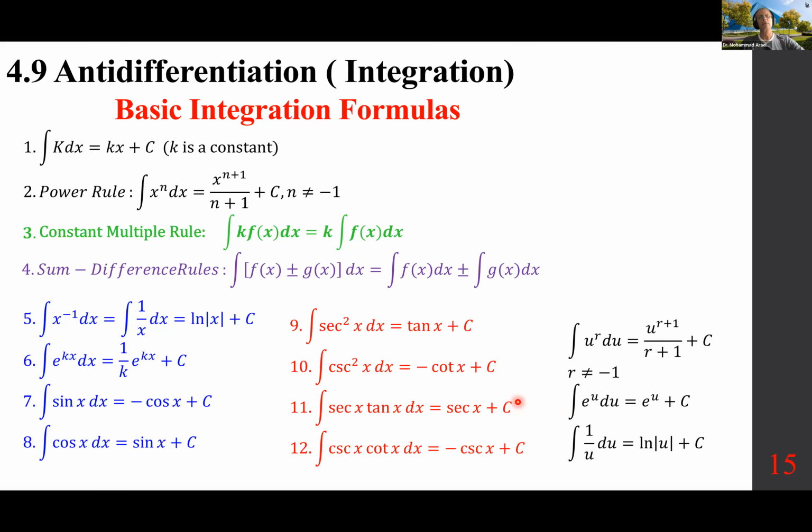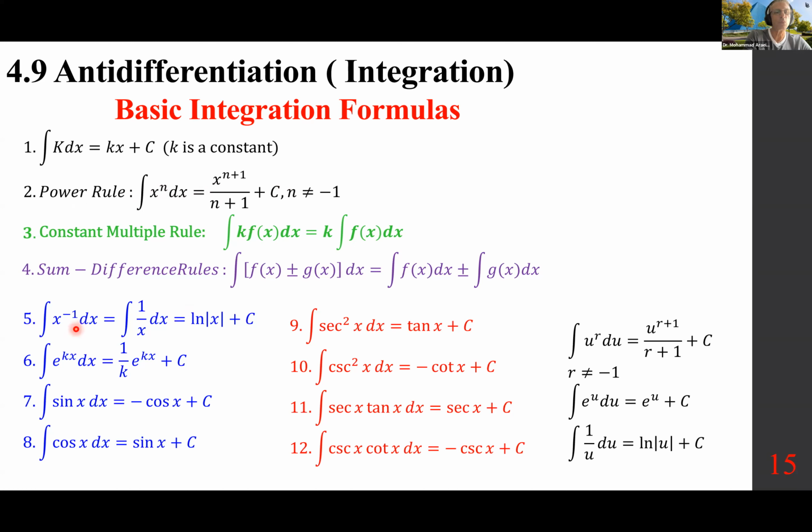First, anti-differentiation, also known as integration. There are formulas that we are supposed to know. As an example, if you have a constant k and dx, which represents the independent variable, the answer is kx plus c. The power rule is the reverse process of the power rule for differentiation: 1 over n plus 1 times x to the power of n plus 1, and that works for every value of n except when it's -1.